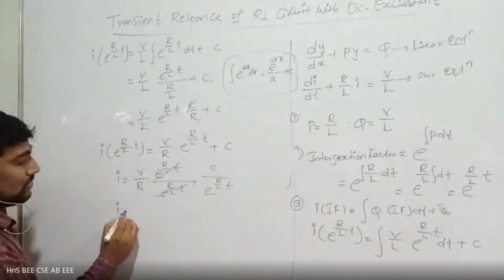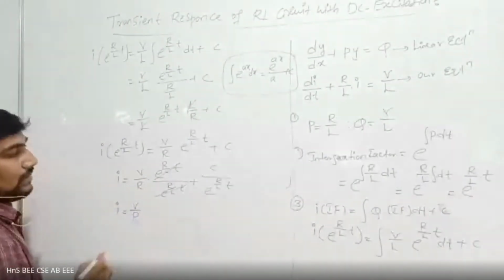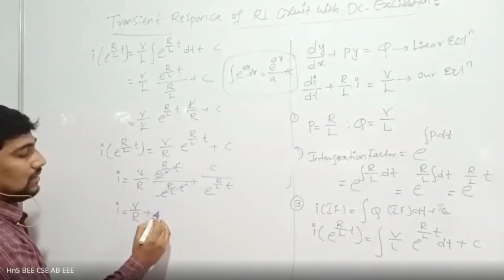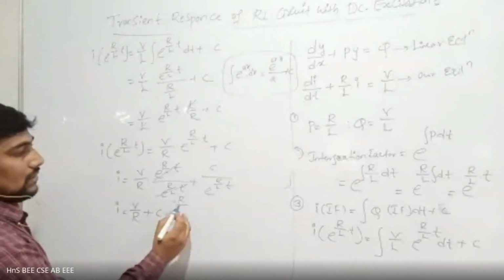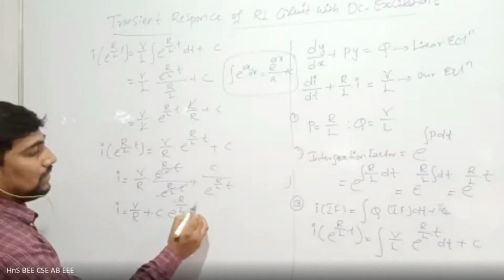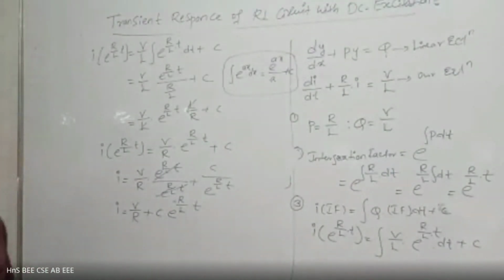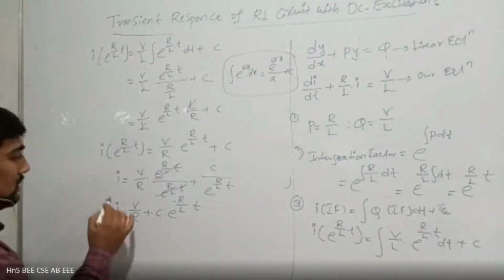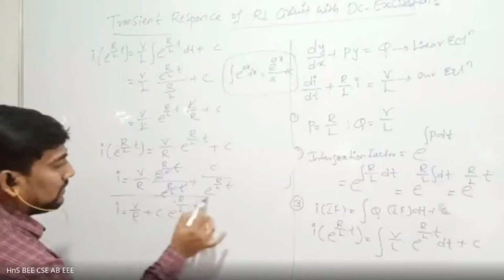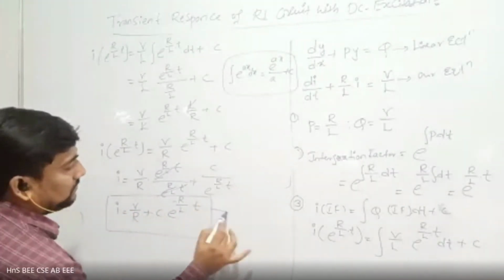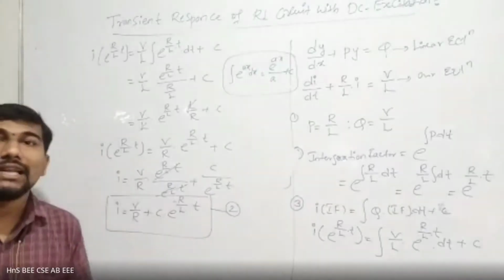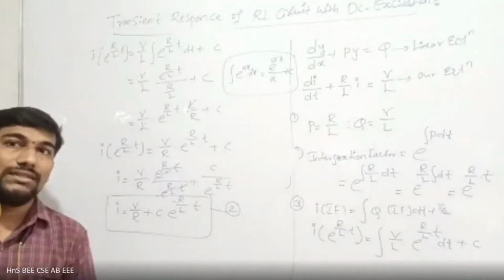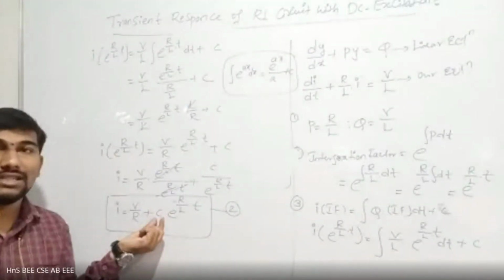The I equation equal to v by r plus c into exponential of minus r by l into t. This is our second equation. That's the current equation. But in this current equation, we have some arbitrary constant. What is the constant? C is the constant.